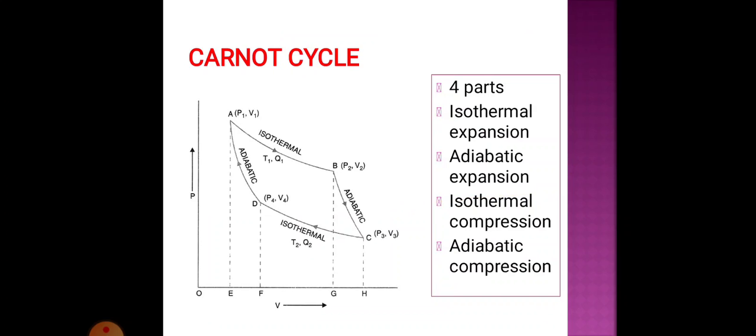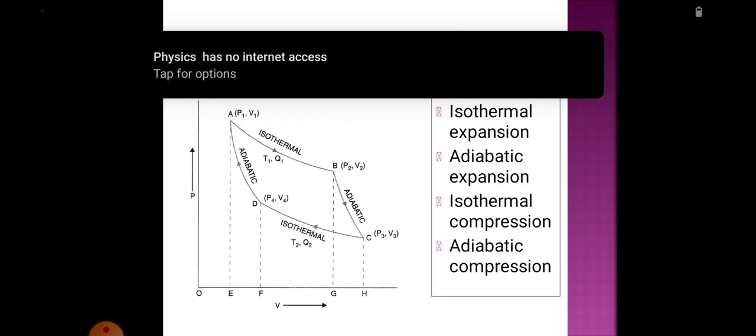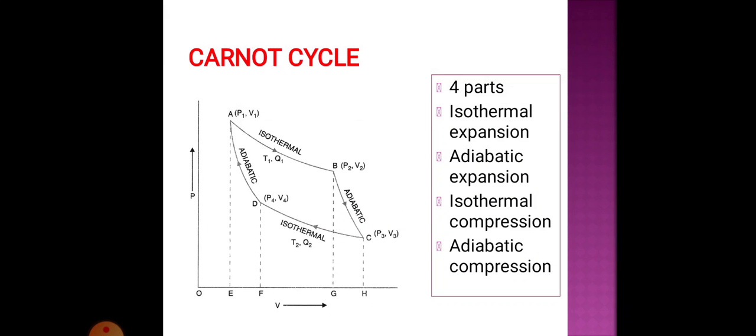First one is isothermal expansion, which is indicated by the segment AB in the PV diagram. During this process, the system is changing from P1V1 to P2V2 at a constant temperature T1, and Q1 is the heat absorbed during that process.